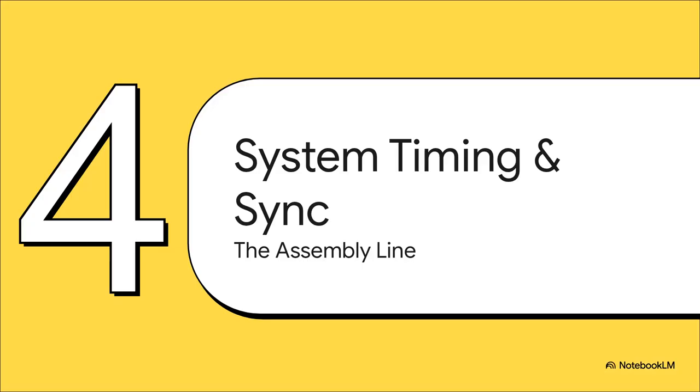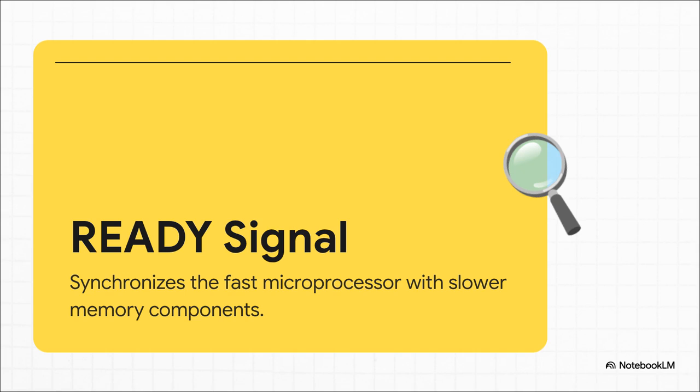Section 4. System timing and synchronization. A factory can have the very best machines in the world, but if the assembly line isn't perfectly synchronized, the whole thing crashes. So the crucial point is handling those speed differences. You see, the 8085 microprocessor is incredibly fast, but sometimes the memory chips it needs to read from are comparatively sluggish. If the processor just grabs data at its own blazing speed, it'll literally grab empty air before the slow memory is ready to hand it over.